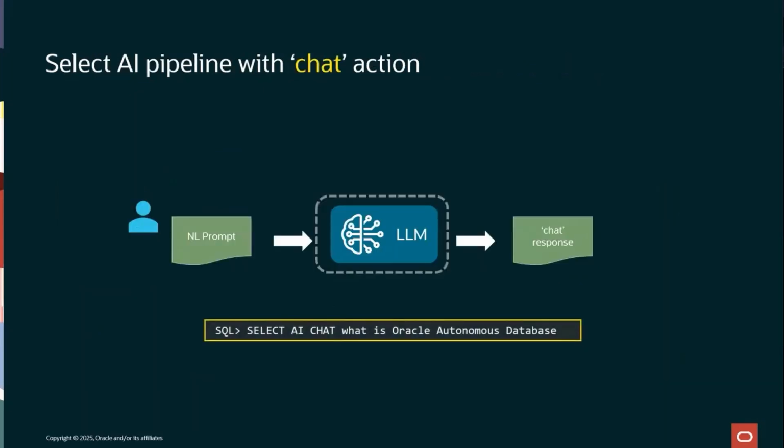Now, the chat action is a pass through to the LLM where it takes your prompt, passes it to the LLM, and returns the response. You can do whatever type of manual prompt engineering you'd like and invoke that through SQL. In the example, we're using Select AI Chat and using the question, what is Oracle Autonomous Database?